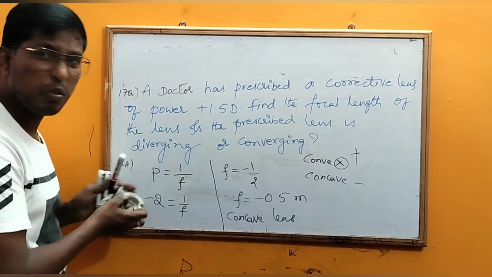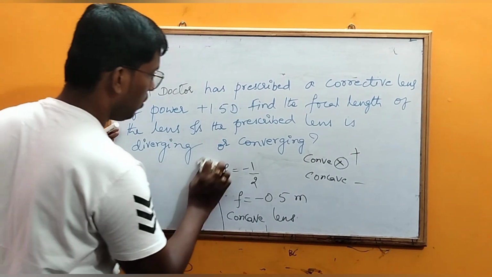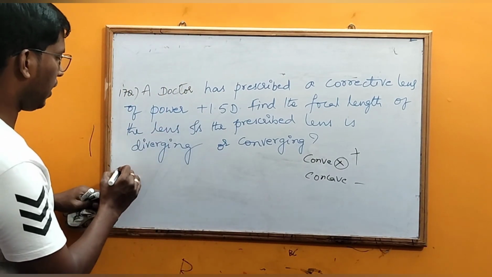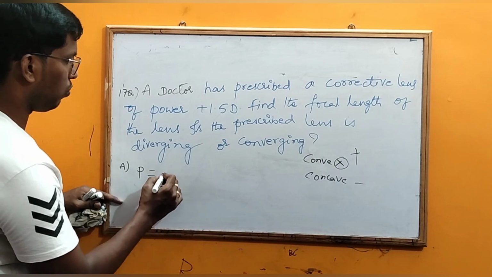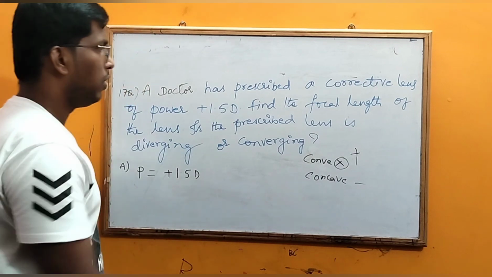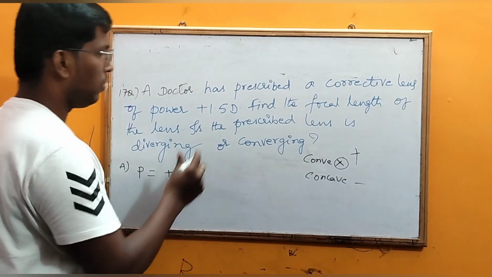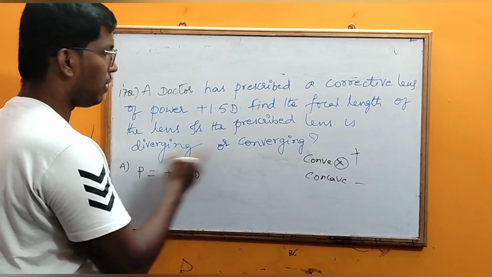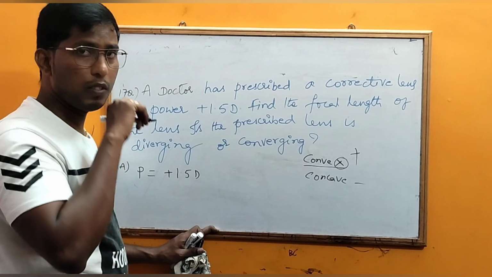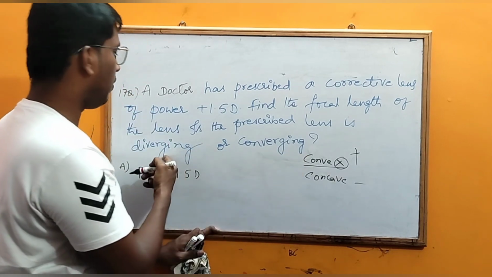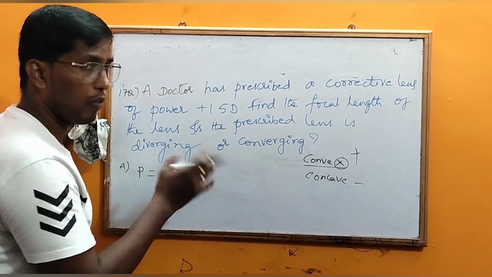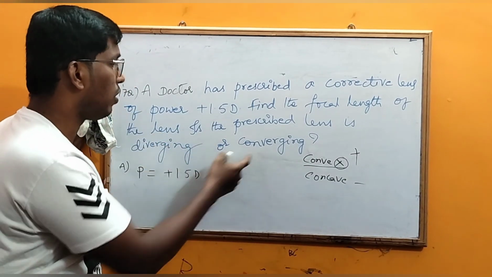Next, the last question. Note it down. I hope you have understood it. The last question is, a doctor has prescribed a corrective lens of power, again power is given, P is equal to plus 1.5 D. Plus means which lens? Convex lens. Find the focal length of the lens. Is the prescribed lens diverging or converging? I told you the convex lens is also known as the converging lens, and the diverging lens is the concave lens. Instead of saying concave and convex, he has mentioned diverging or converging.